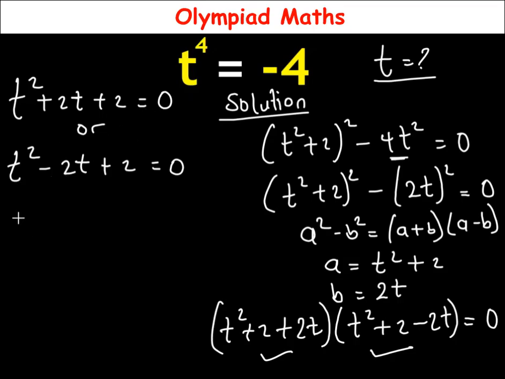For the first one, we have t squared plus 2t plus 2 is equal to 0. Now this is a quadratic equation, and we're going to use the formula to solve it.